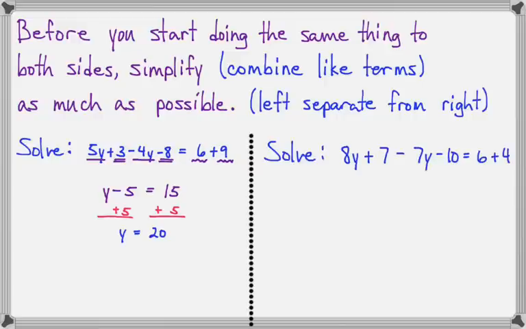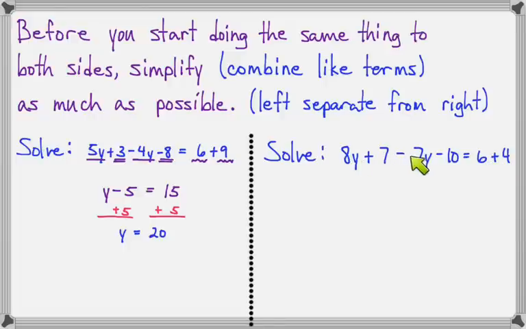And let's try another one. And maybe you could copy this one down and try it on your paper by yourself before you watch the video. Okay, here we go. 8y plus 7 minus 7y minus 10 equals 6 plus 4. The left side has like terms that can be combined, and the right side has like terms that can be combined. So let's do that.